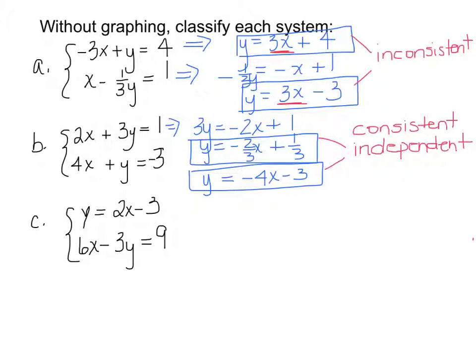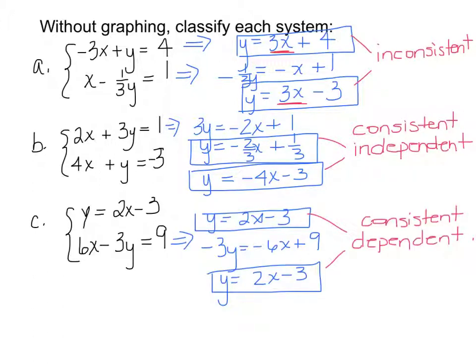Now I'm going to let you try the last one. Pause the video and try it, and then we'll check it. Okay, if you notice, the first equation was already in slope-intercept form. The second one had to be converted to that form, and they are the exact same. So this means that they will graph the same exact line, which will make it consistent dependent. So that's how you classify them without graphing.